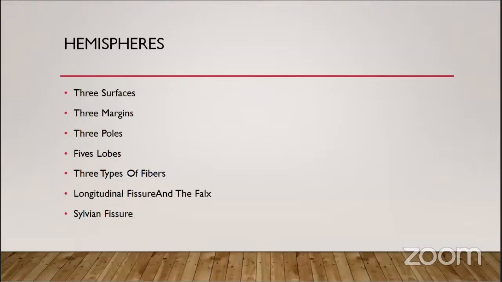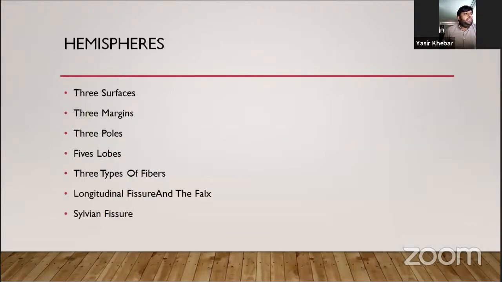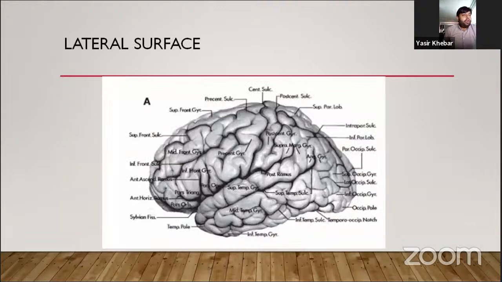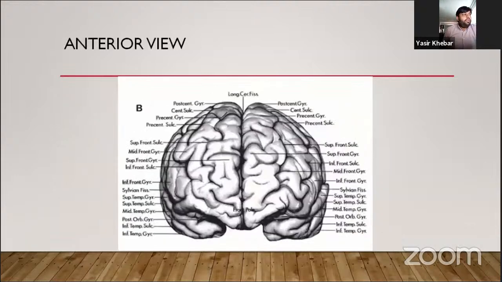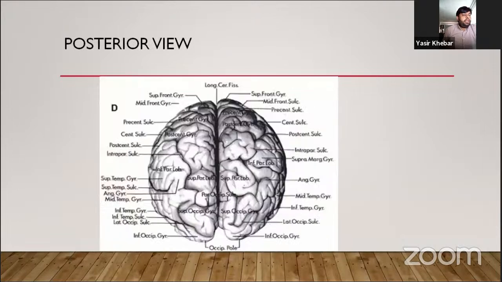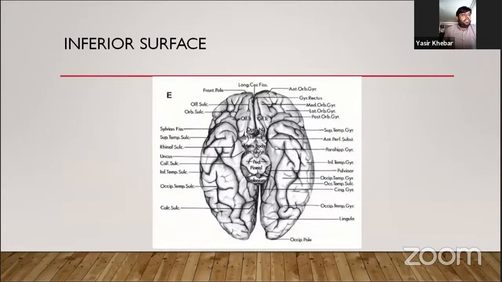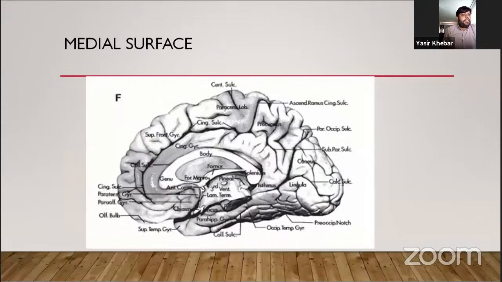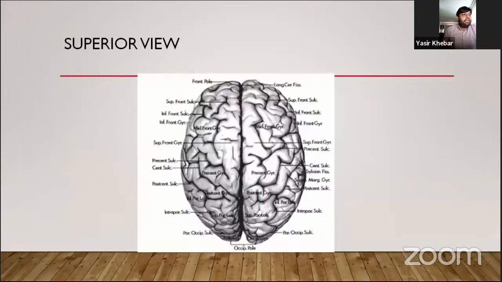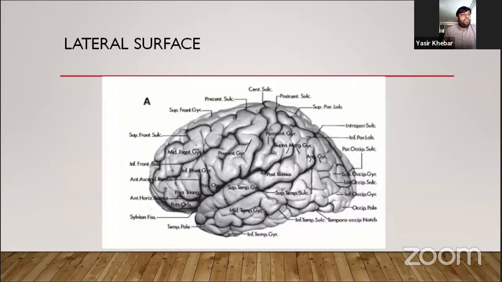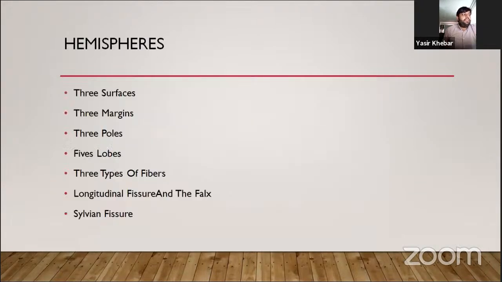Okay. So when we are talking about the anatomy of the cerebral hemisphere, we have three surfaces that we commonly deal with. The surfaces are the lateral surface, as you can all appreciate in this picture, the inferior surface or the basal surface, and the third surface is the medial surface. So there are three surfaces: the basal surface, the lateral surface, and the medial surface.